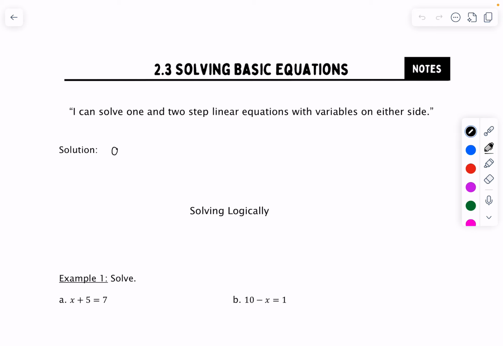So a solution is a value of a variable or unknown that makes an equation true.